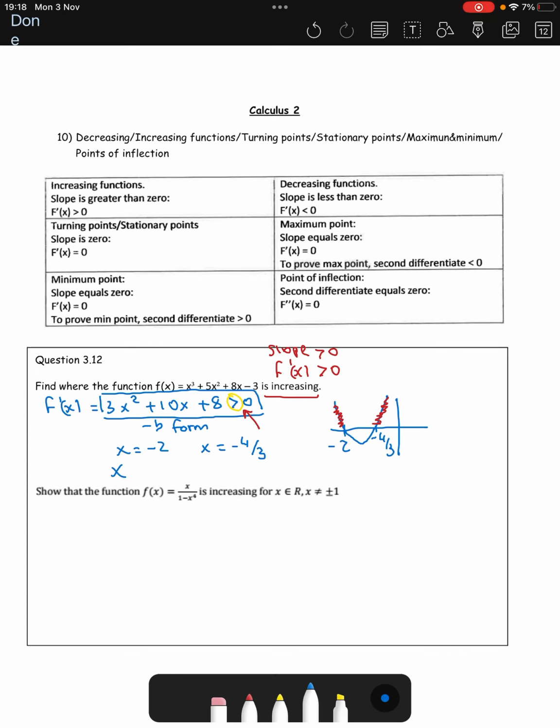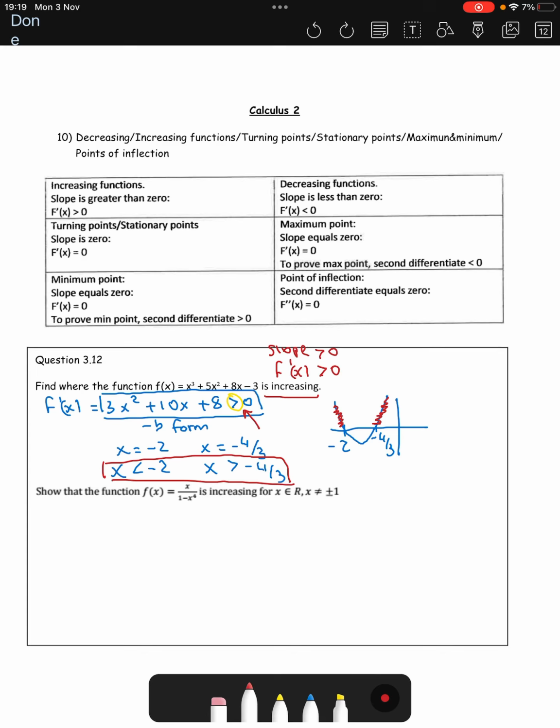So my two answers are going to be x is less than minus 2 and x is greater than minus 4 over 3. And there's my full finished answer then. So anytime it's greater than or less than, you must add that little section in at the very end.